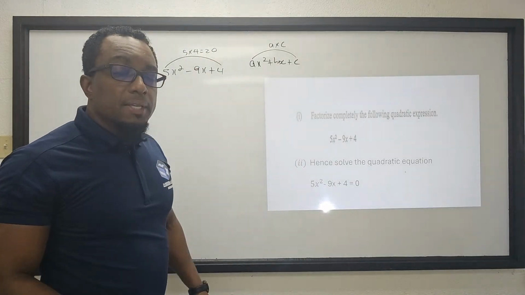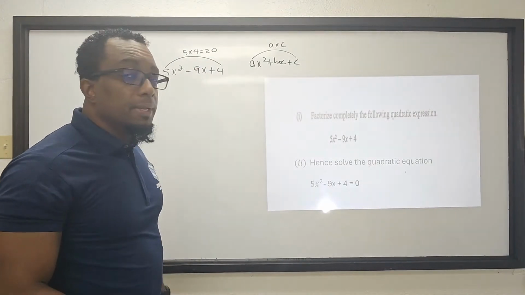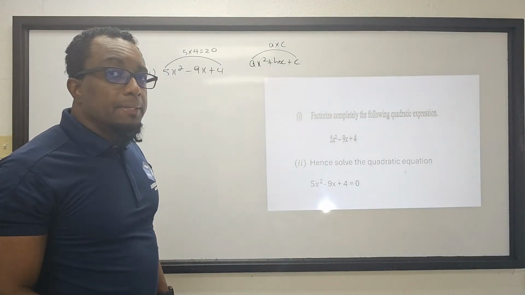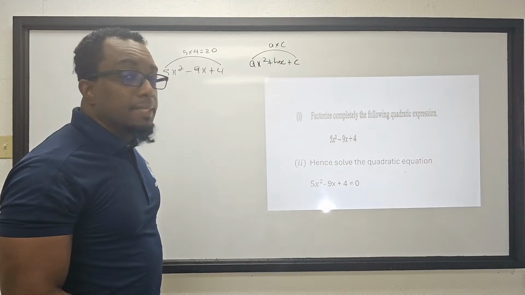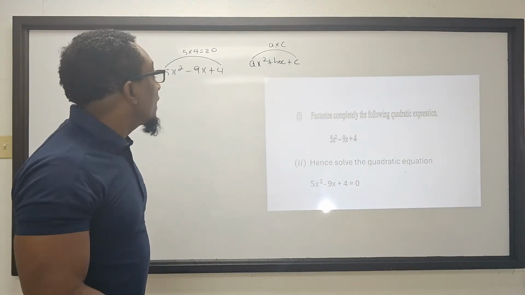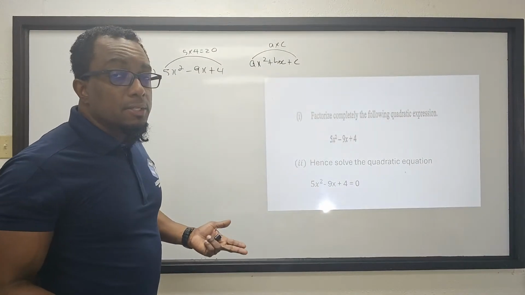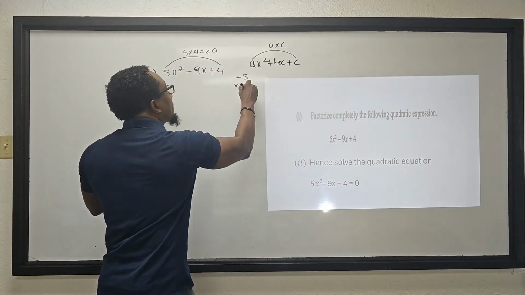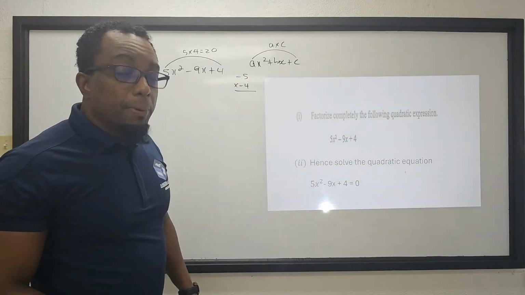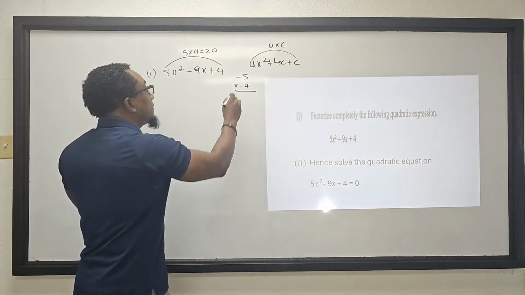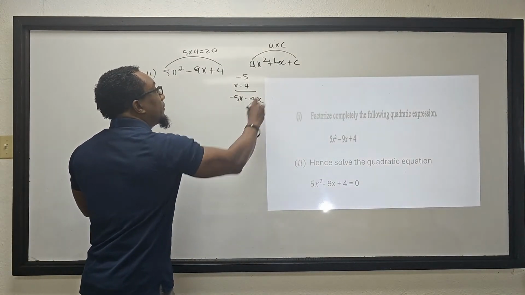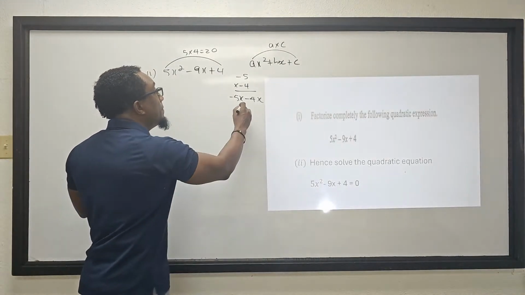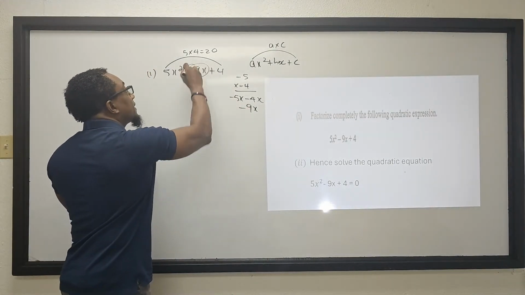Then we want two factors of 20, which when multiplied will give us 20, but when added or subtracted can help us to get negative 9. So two factors of positive 20 will be negative 5 by negative 4 will give us positive 20. But negative 5 attach x, negative 4 attach x. So negative 5x subtract 4x will give us our middle term, which is negative 9x.